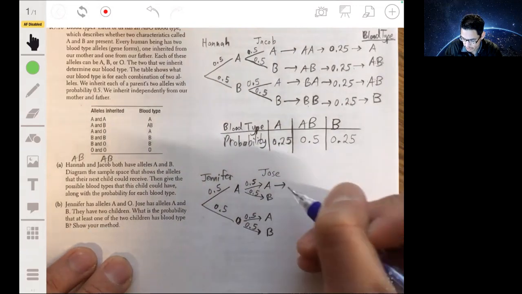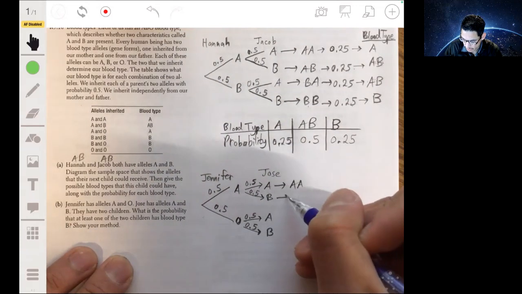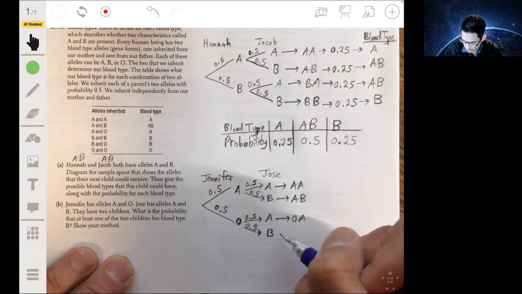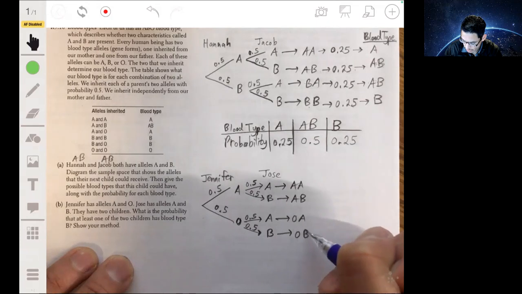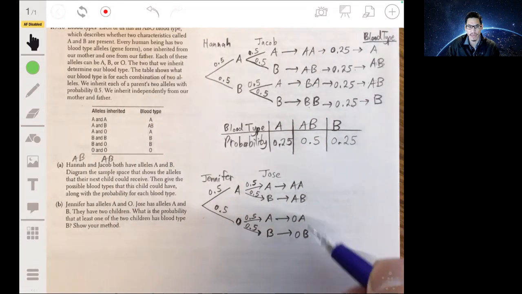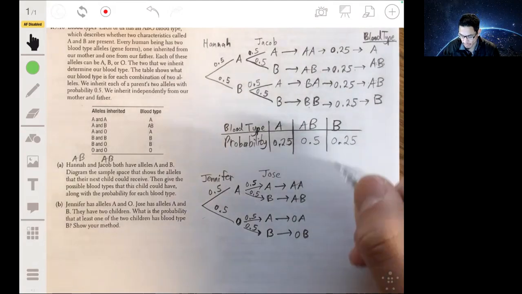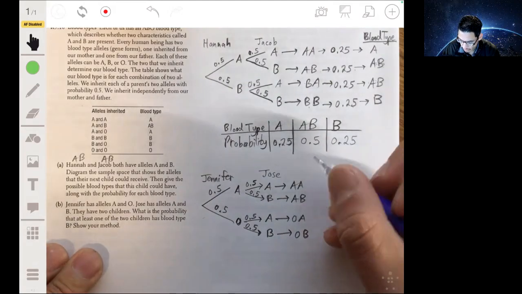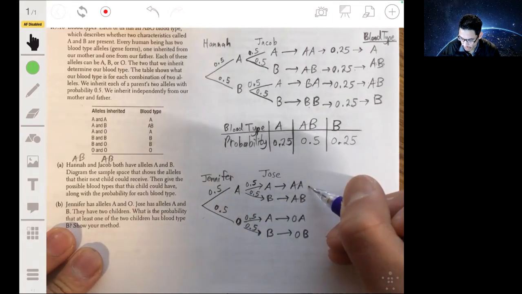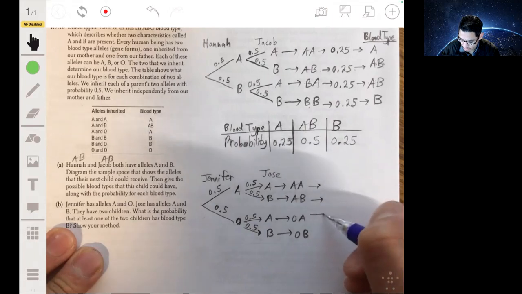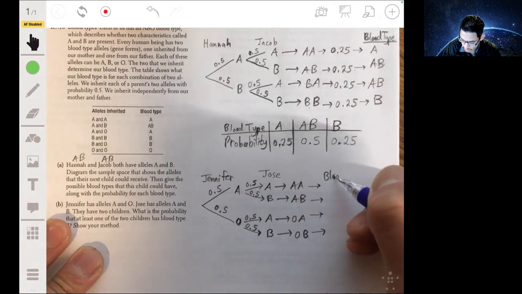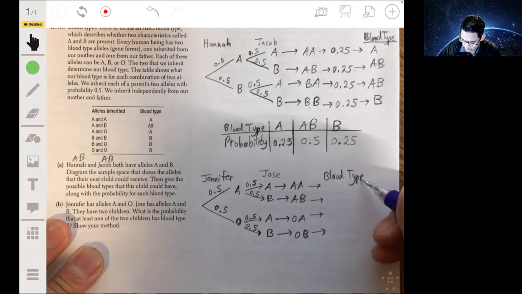So this results in, this is an AA, this will be an AB, this will be an OA, this will be an OB. And all these have probability of 0.25 still. They're all 0.25, because again, 0.5 times 0.5 is 0.25. Now, let's look at the blood types. Which of these results in blood type B?